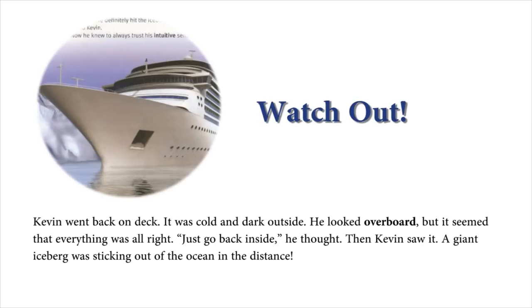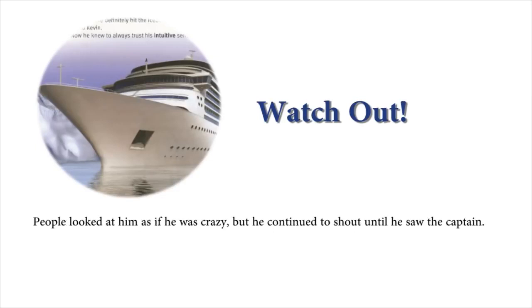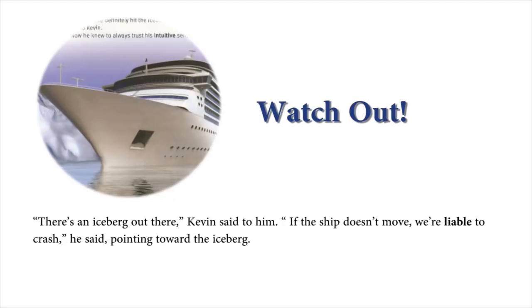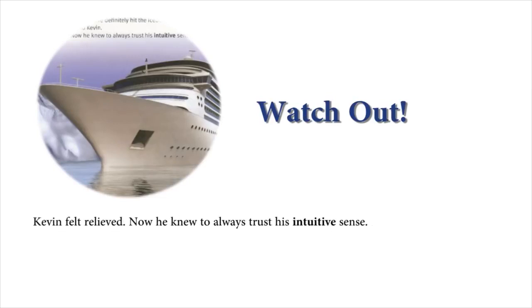Then Kevin saw it. A giant iceberg was sticking out of the ocean in the distance. "Help!" he yelled. People looked at him as if he was crazy, but he continued to shout until he saw the captain. "There's an iceberg out there," Kevin said to him. "If the ship doesn't move, we're liable to crash," he said, pointing toward the iceberg. The captain saw it and immediately instructed the crew to change the ship's direction. "Without your help, we would have definitely hit the iceberg. That would have been a terrible disaster," he said to Kevin. Kevin felt relieved. Now he knew to always trust his intuitive sense.